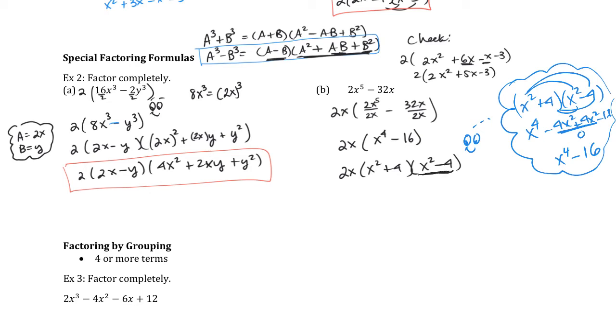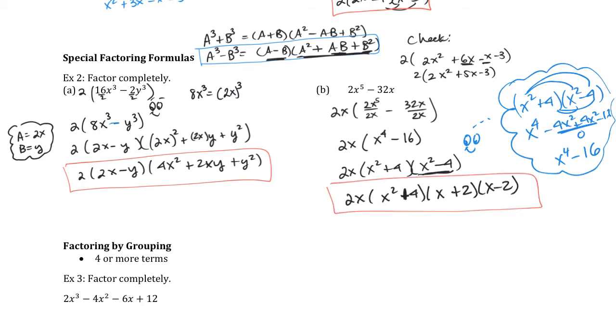This is another perfect square. X squared plus 4, that one is done, that's prime because of the addition here, it won't factor anymore. But this next one is a difference of perfect squares, so that would factor as x plus 2, x minus 2. Okay, wow, that one factored quite a bit.